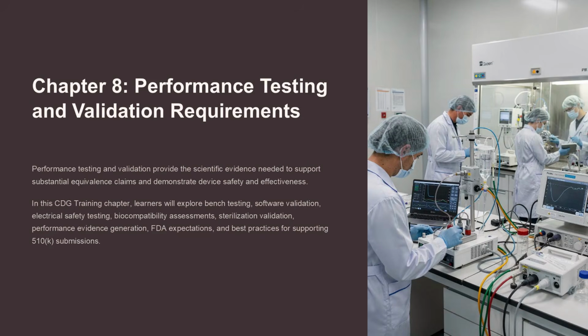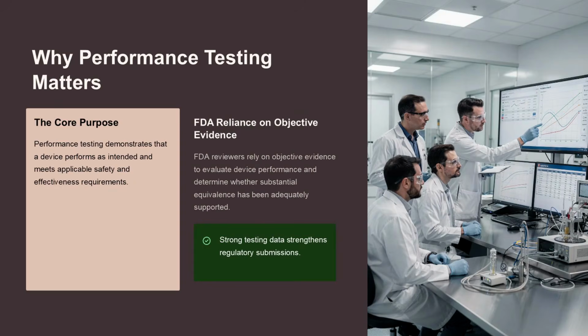Performance testing and validation are crucial for ensuring device safety and effectiveness. This chapter explores various testing methods, including bench testing and software validation, to support regulatory submissions. Performance testing ensures devices meet safety and effectiveness standards. The FDA relies on objective evidence to support regulatory submissions, highlighting the importance of strong testing data.